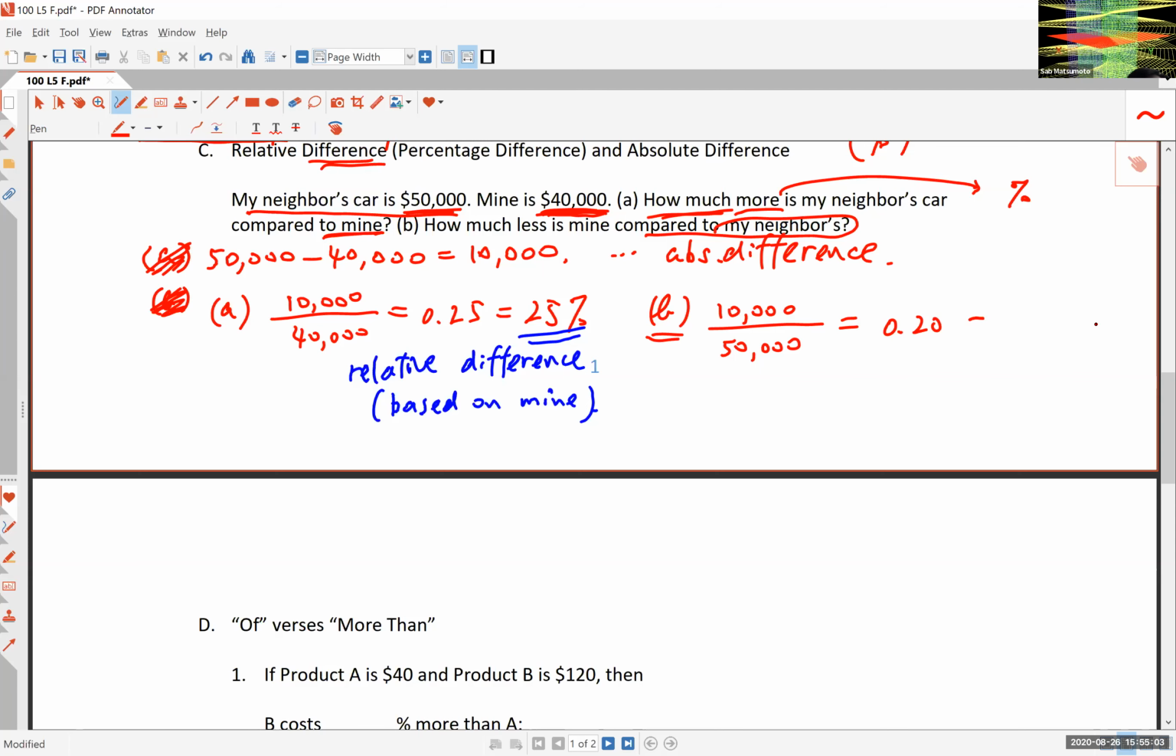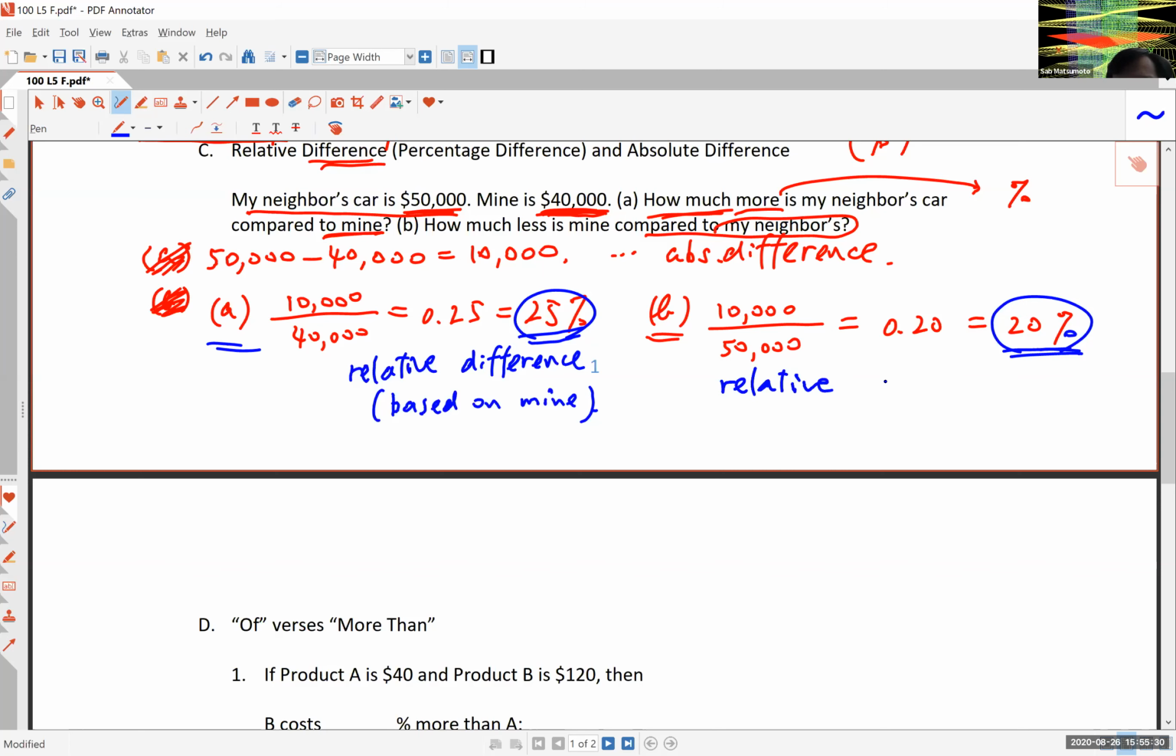Okay, so it would be correct. Now, listen again, very carefully. It is correct to say that part A, my neighbor's car is 25% more than my car. It's also correct to say that my car is 20% less than his car. Notice the difference in percentages? Yeah, that's really confusing, isn't it?